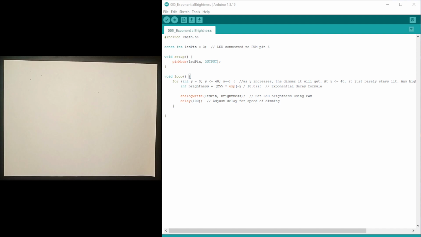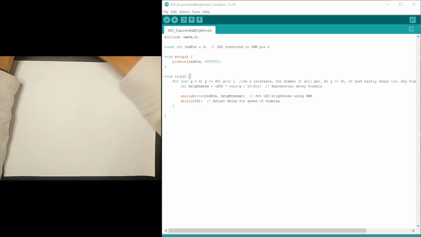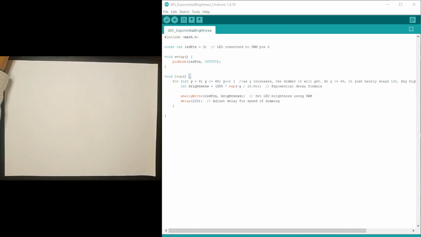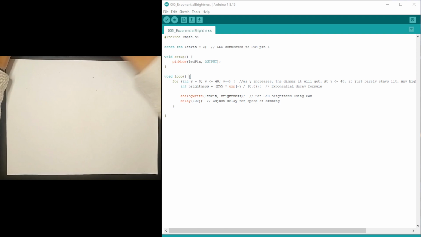Okay, Wolfram Alpha's up, and the equation from yesterday was Y equals 255 times E to the negative X over 10, where X is a variable and E is an exponent.